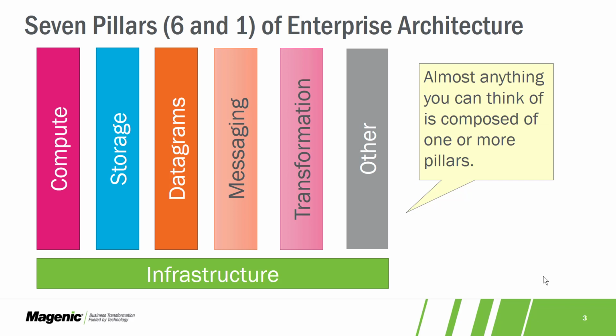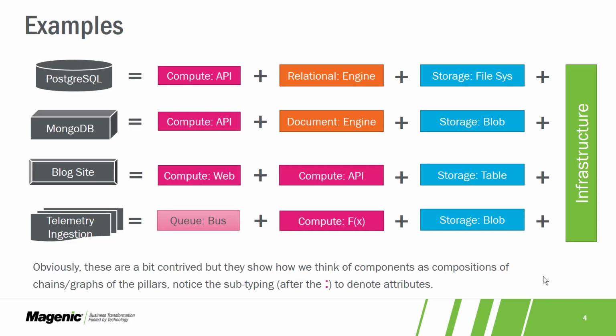So infrastructure is the base of the pyramid. It supports everything else, on which we have compute, storage, datagrams, messaging, transformation, and other. And as it transpires, you can think of building specific implementations by combining different parts or pillars together. And obviously this is just a bit of an artificial example, but it's a way of showing how at the right level of granularity and abstraction, you can think about things, and those things can lead to concrete implementations.